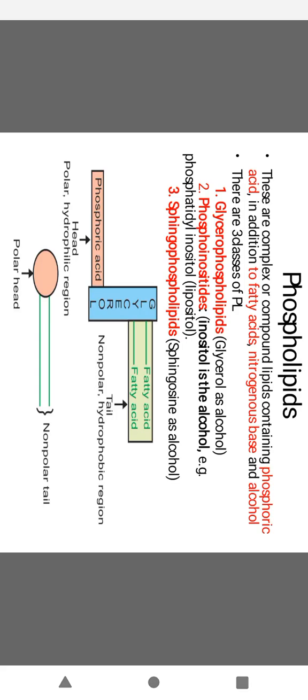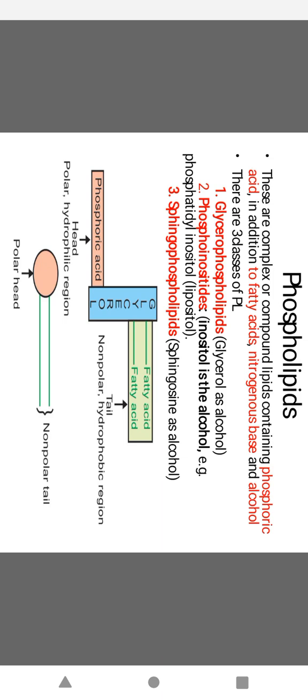In this class, we study about phospholipids. Phospholipids are one of the compound lipids, also called conjugated lipids, because the prosthetic group phosphate is joined with a lipid to produce phospholipids. These are complex or compound lipids containing phosphoric acid in addition to fatty acid, nitrogenous base, and alcohol. So these are the components of phospholipids, and there are three types of phospholipids present in our body.